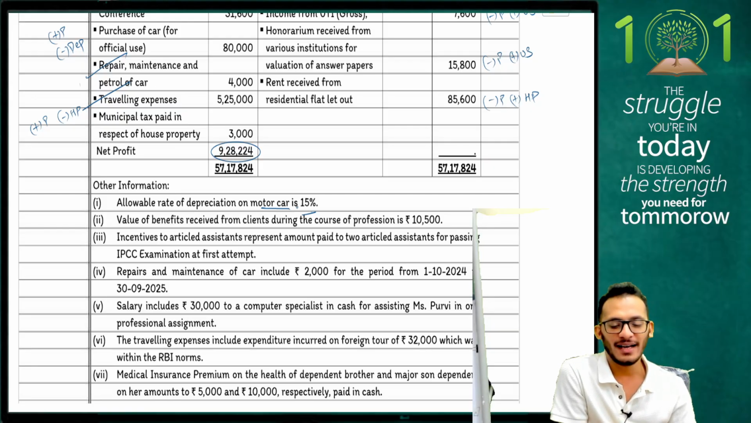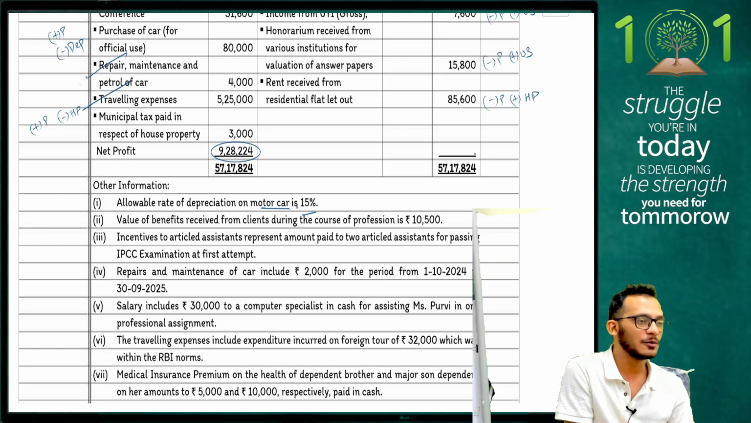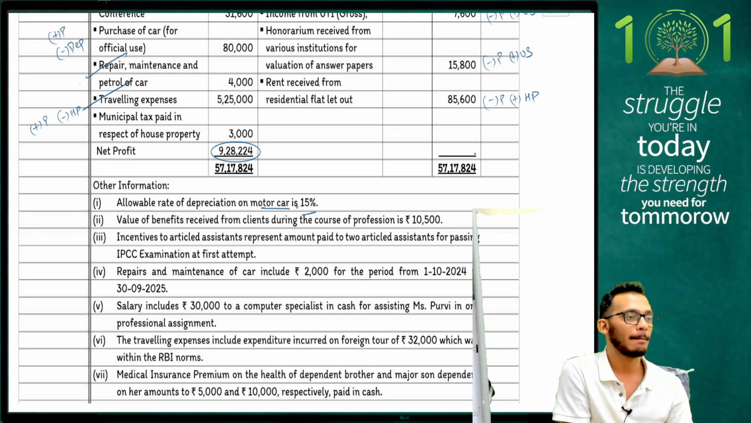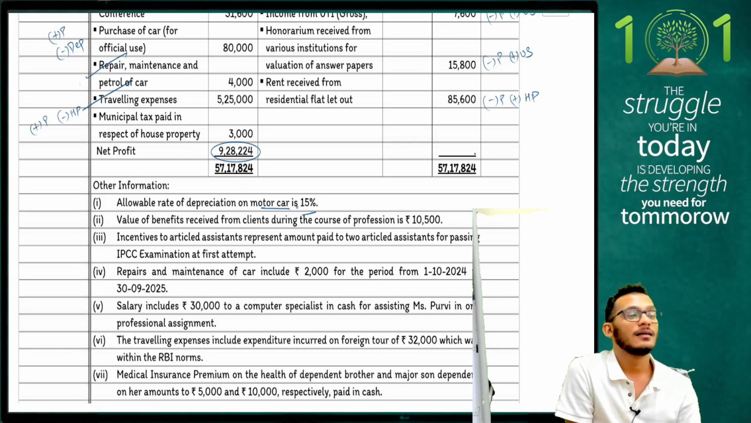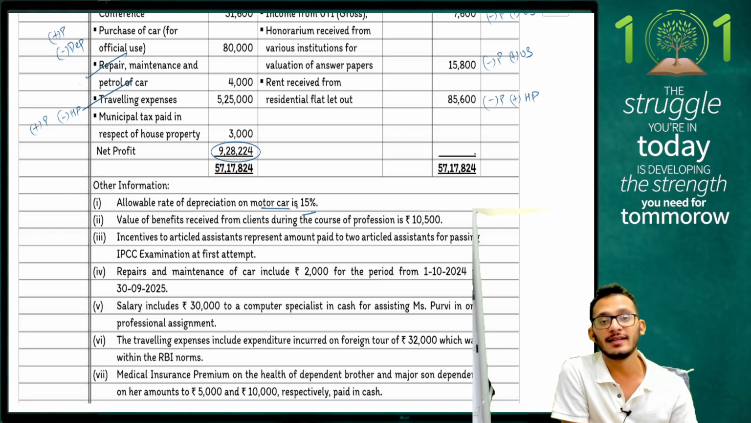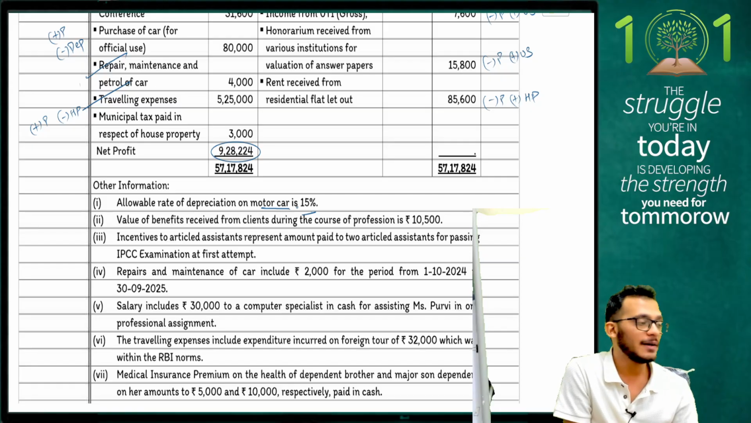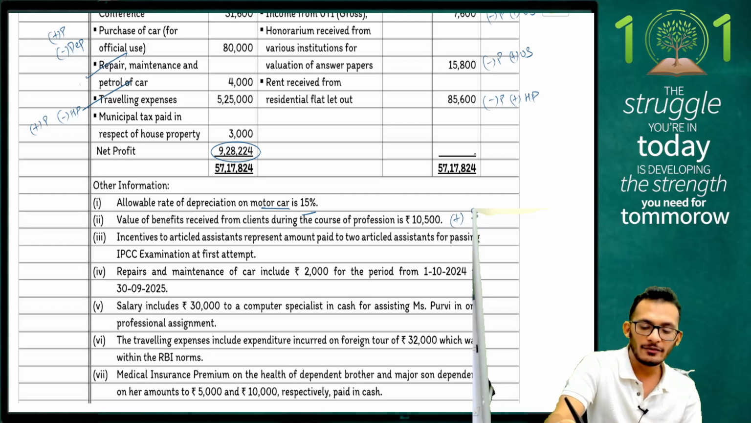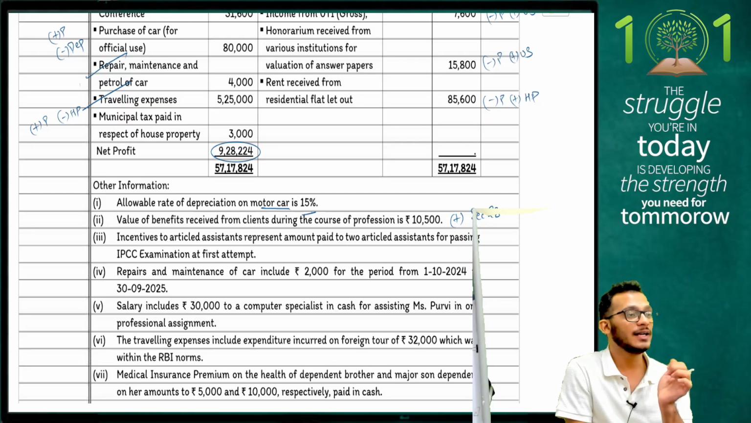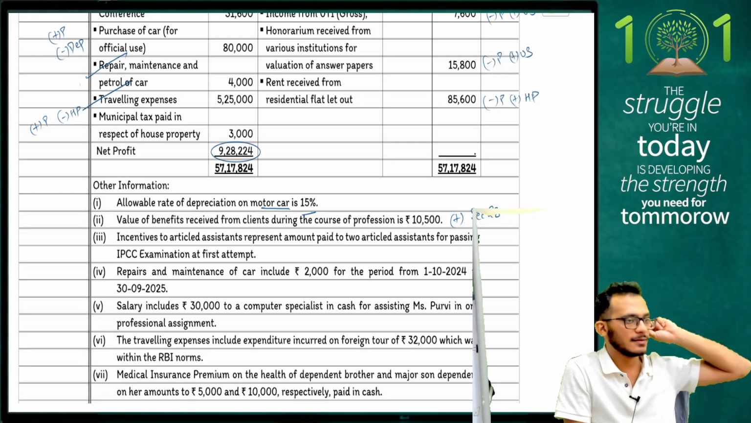Value of benefits received from clients during the course of profession is 10,500 rupees. The person has received benefits in the business to be taxed under PGBP. People, in additional information, nothing is given whether it is there in P&L or not. Always assume not in P&L. Therefore, add to PGBP. Section 28 definition. Yes, we did it in the charging section. I told you Jethalal getting Tony TVs and all will be treated as a gift, fully taxable. Therefore, fully taxable. Correct.